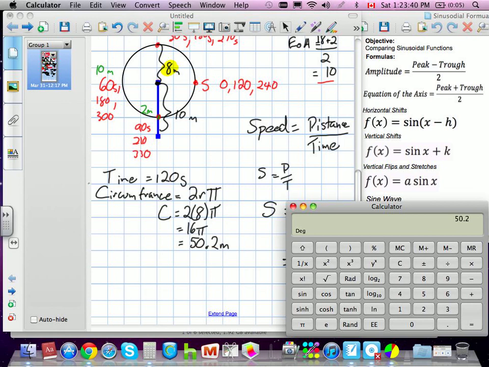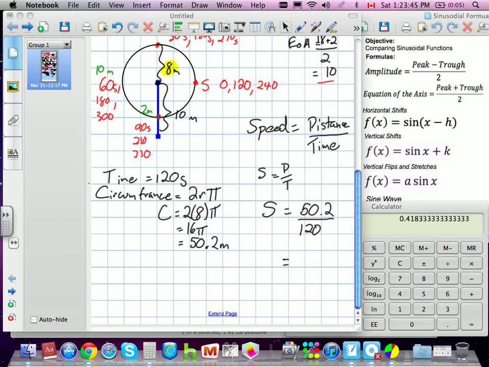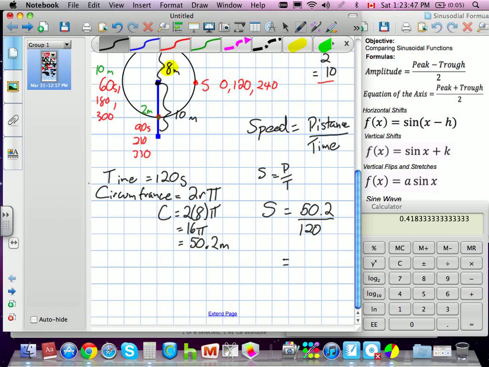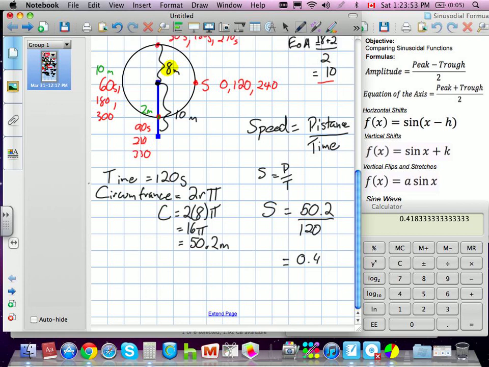Okay. So we're about to figure out what our speed is. So we take our 50.2 divided by 120. We get 0.418. What has that told us now? 0.418. What's that number telling us? Because when we talk about speed, we talk about kilometers per hour, stuff like that, right?